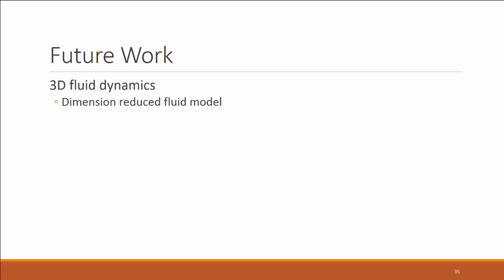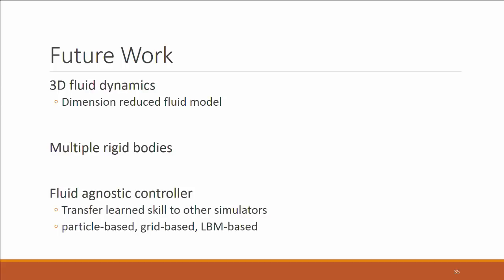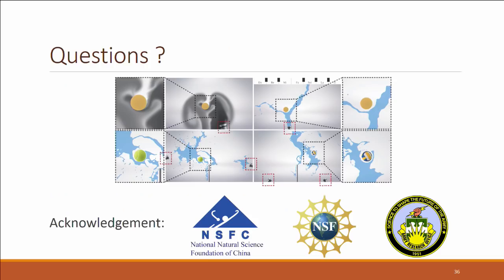3 directions. First, we want to try a dimension-reduced fluid model. This can probably provide 2 order of magnitude speed up. Maybe we can use it to extend to 3D animations. And we are also considering multiple interacting rigid body control. The final direction is called a fluid agnostic scale transfer. This means that we want to train a controller for a certain kind of fluid simulator and extend the scale to other simulators such as particle-based simulator, LBM-based method without retraining from scratch. Thank you.